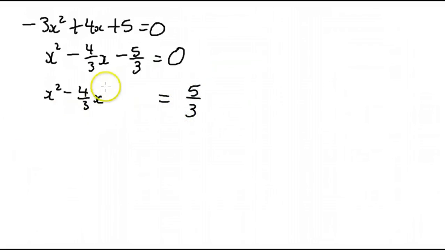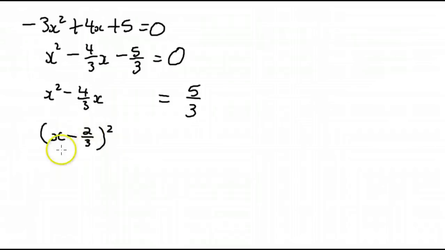I'm now going to do our common maneuver in completing the square, which is x minus half of 4/3, which will be 2/3, squared. Now, in order to complete the square, I have to take negative 2/3, square it to get 4/9. So I'm going to add 4 over 9, and whatever I do to the left side, I also do to the right side.